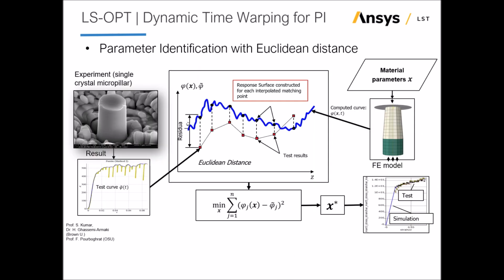The second feature I want to mention relates to LS-Opt's parameter identification capability. That's when you ask LS-Opt to determine the input parameters which give the best match to a given test result. The so-called dynamic time warping sounds like we're back on a Star Wars theme here.